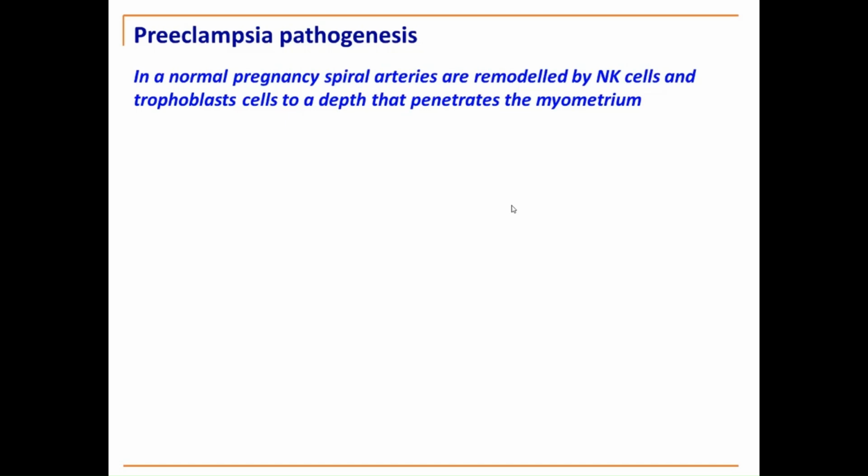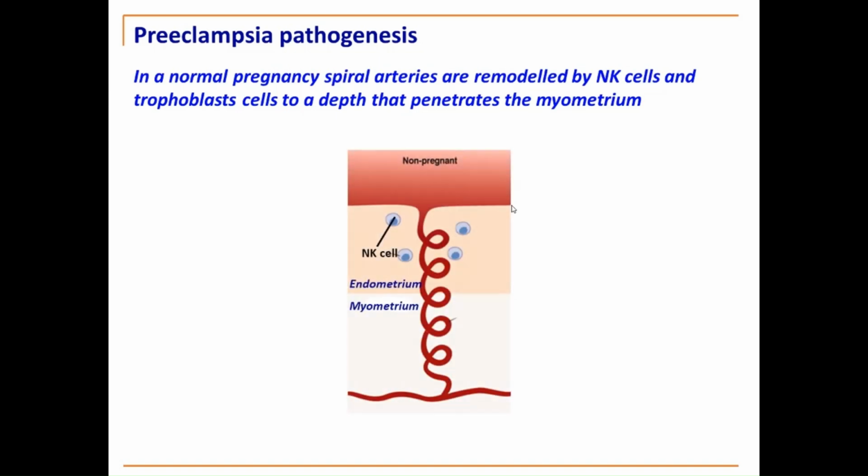So when we're thinking about preeclampsia pathogenesis, we have to think about what's happening in the normal remodeling during pregnancy. In a normal pregnancy, we have spiral arteries, and these spiral arteries are present within the endometrium and the myometrium. And they're remodeled by your NK cells, your natural killer cells, and your trophoblastic cells, the cells that are lining the blood vessels, to a depth that penetrates through the endometrium and into the myometrium. So this is what you can see here. You can see your NK cells, you can see your endometrium, and you can see your myometrium.